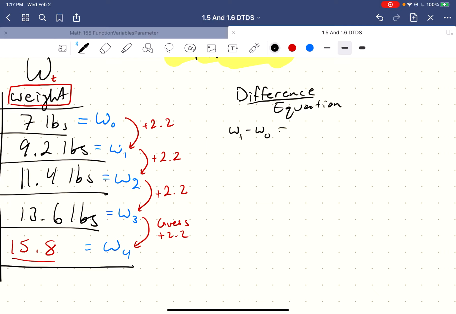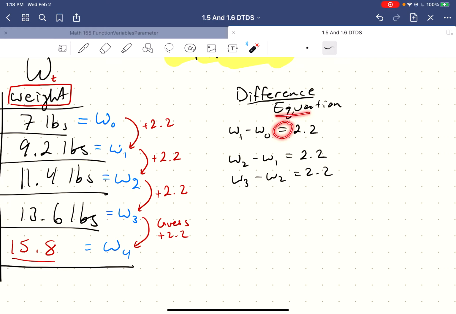Gosh, what a mouthful. I'm totally making this harder than it has to be. Their difference is 2.2. W2 minus W1, their difference is 2.2. W3 minus W2, their difference is 2.2. So equation, the word equation in math kind of has the same root as equal, and it's because an equation is going to relate two things via an equal sign, and that's how we get an equation.